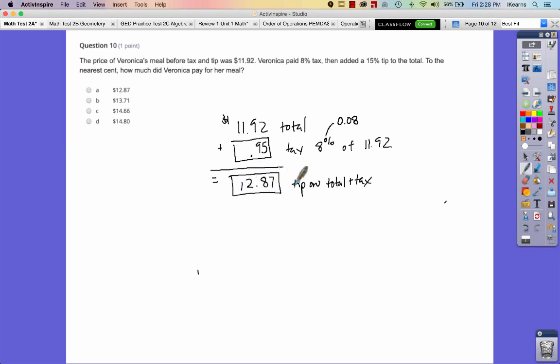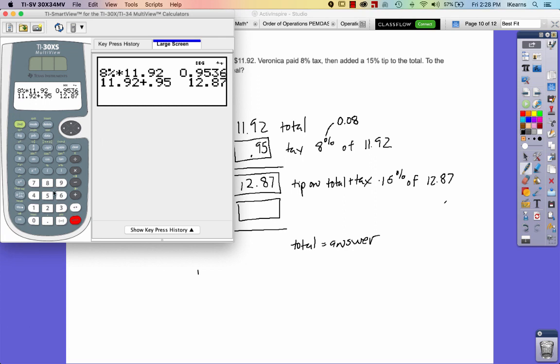Okay, so now we're going to tip on top of this. So tip on total plus tax, which is going to be 15% of 12.87. That answer we will add to here, and then this will give us our total and our answer. Okay, so let's go ahead and do that. Let's take, again, 15%. You could do 0.15. I encourage students to actually do the percent sign. That way you're more likely to get it right.